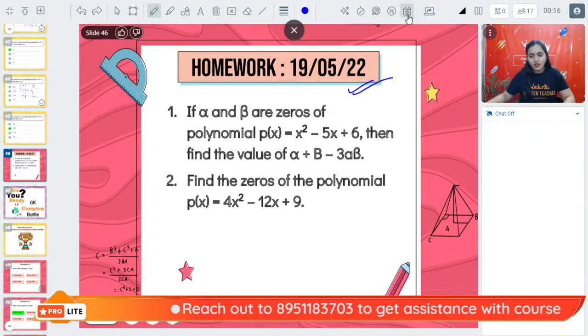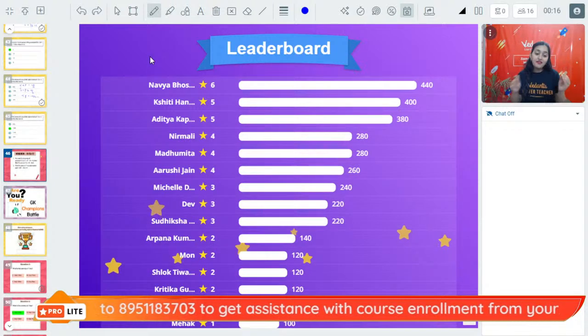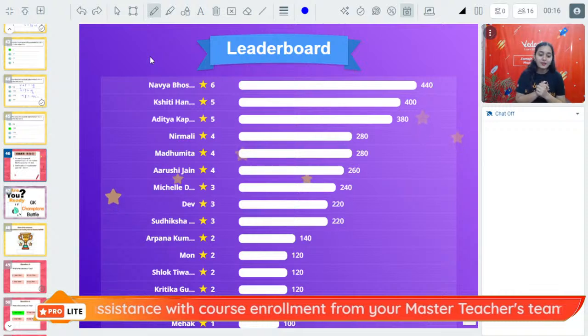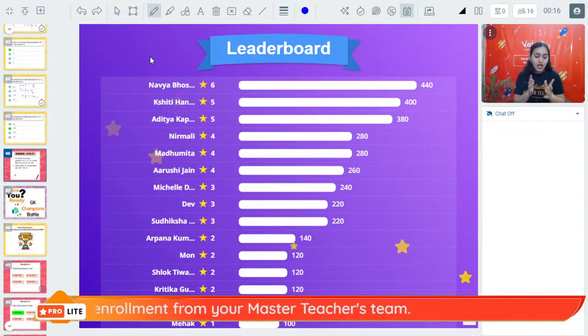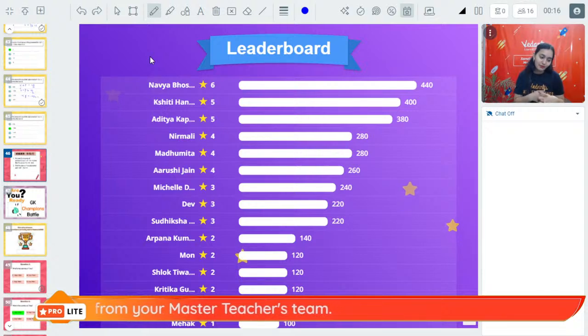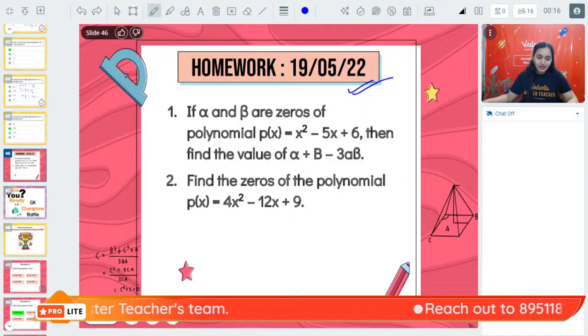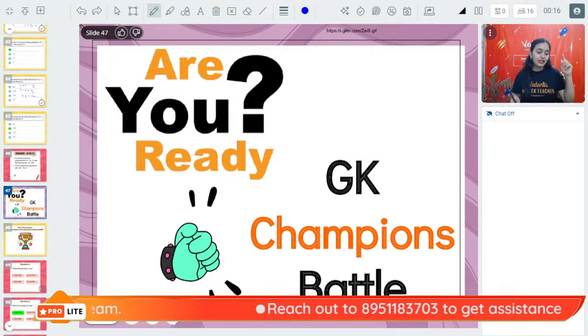Now, leaderboard. Okay, let's have a look at the class leaderboard as well. We have Navya at the top. Very good. Then we have Shiti, Aditya, Nirmali, Madhumita, Arushi, Michelle, Dev, Sudhiksha, Arpana, Mon, Shlok, Kritika, Akash, and Mehak. All right. Hi, Devika. Welcome to the class. So don't forget to give the homework answer in the comment section.